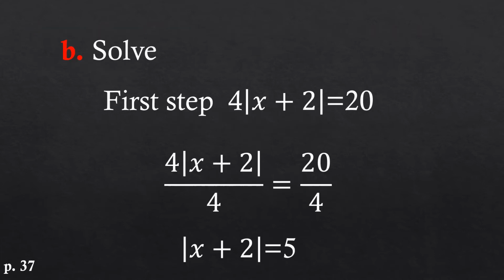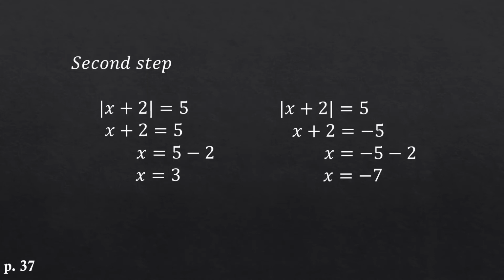So we have example 1b, which is also on page 37. Okay, first step, you have to move this number. Absolute value must stay alone. Okay, what do we have to do? We will divide both sides by 4. When we divide 4 by 4, it will be 1, and then 20 divided by 4 will be equal to 5. So x plus 2 equals 5. This was the first step. Still continue.